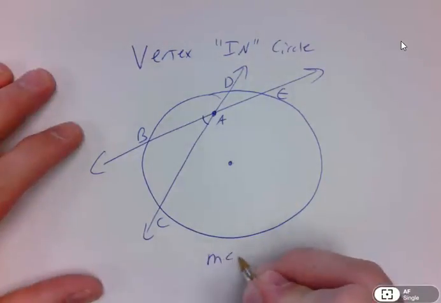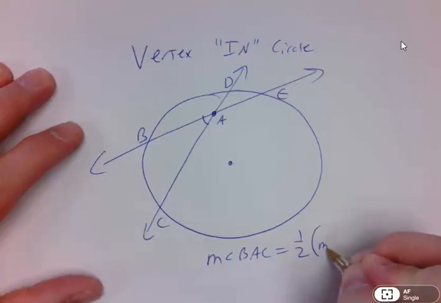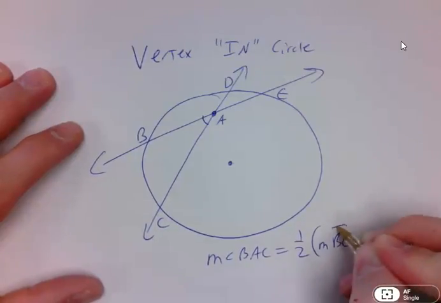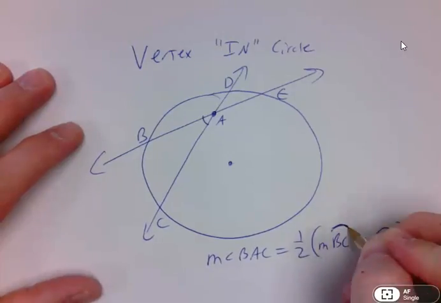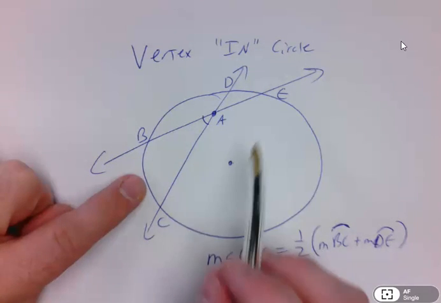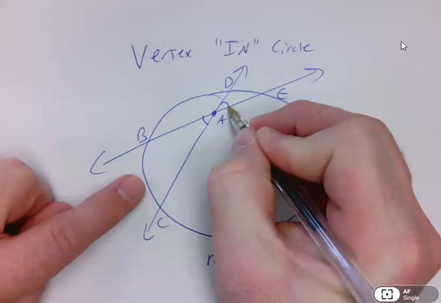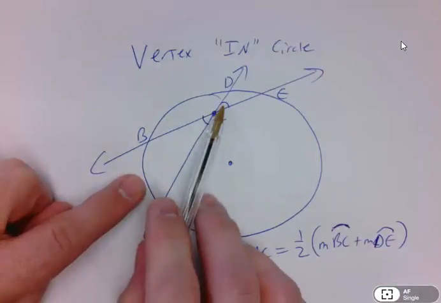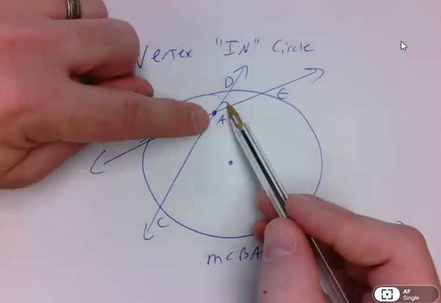The measure of angle BAC is actually going to be 1/2 the measure of arc BC plus the measure of arc DE. So it's basically the average of the two arcs. And I use both arcs because technically, if you're looking at angle BAC, aren't you also looking at angle DAE? Right? Aren't those vertical angles? So it doesn't matter which one you're focused on, but both of them should be the same.